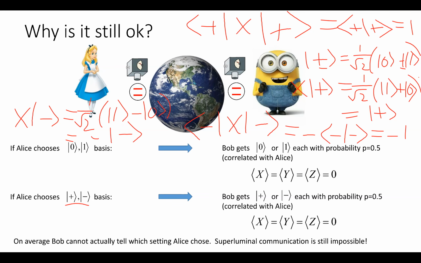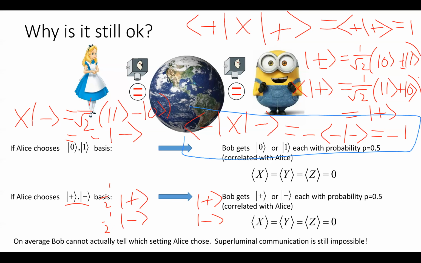So what's going to happen here is that, again, if Alice gets plus, Bob will get plus. Alice gets minus, Bob will get minus. But they happen with 50-50, right? And then when you average over these two cases, this case and this case, the overall average of x will be equal to 0.